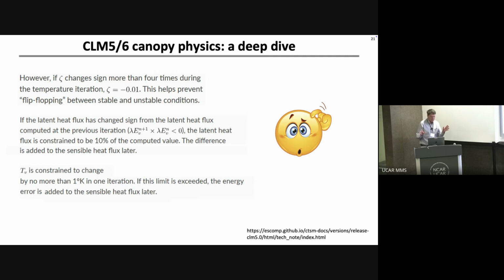Or if the leaf temperature changes by more than 1 Kelvin during an iteration, you take that excess energy, that energy imbalance, and add it to sensible heat flux. And I hate to say, we're a state-of-the-art model, and yeah, this is in the code. You can see this stuff in the code.